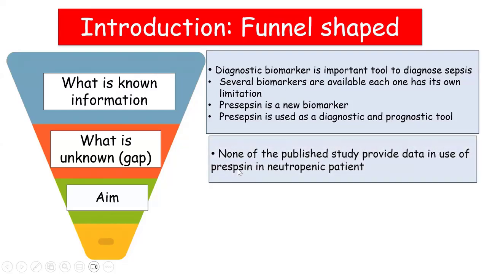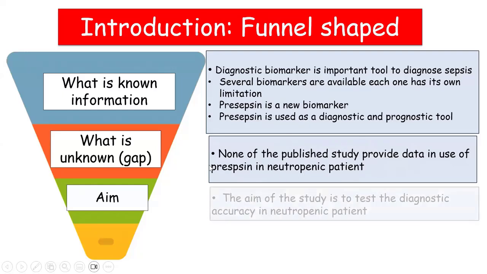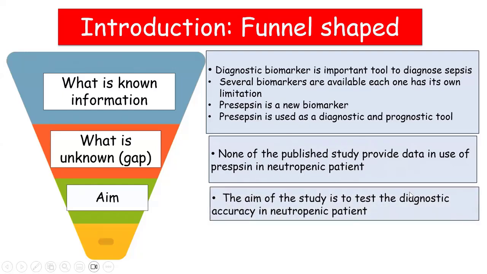What is the unknown information? None of the published studies provide data on the use of presepsin in neutropenic patients. So your study actually focuses on neutropenic patients. What is the aim of the study? The aim is to test the diagnostic accuracy in neutropenic patients. You just put your idea in bullet format, meeting the structure of the introduction: what is the known, what is the unknown, and what is the aim?